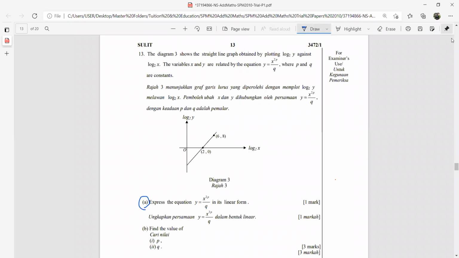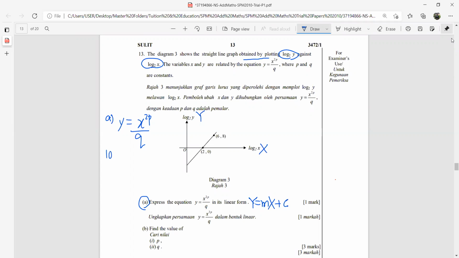We look at question A first. Express in linear form. So to do this, I need to check for any clue. Always look at the clue. Did they say plotting what against what? And the graph is also a clue, whereby this is a big Y, this is a big X. Remember, linear form must be Y equals MX plus C.